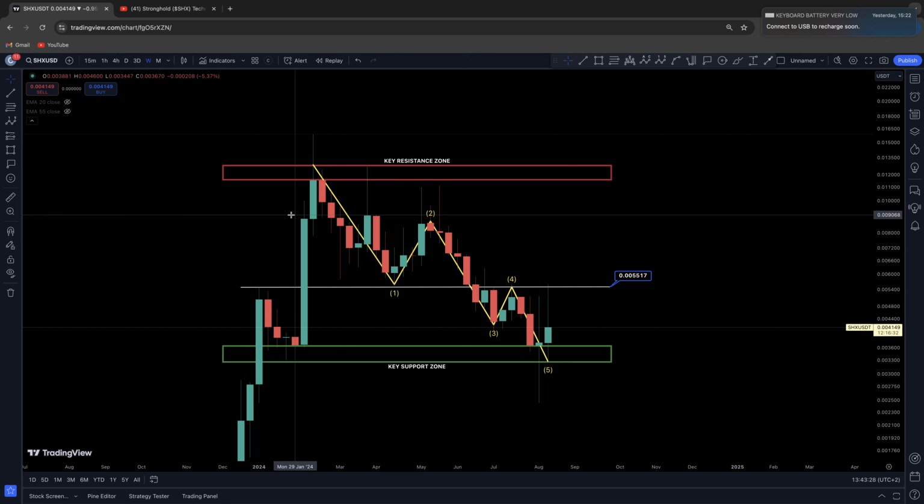Now, before I start, I'm going to backtrack a couple of weeks ago when I released my previous Stronghold update, and I do believe we were back here in the later parts of July. I was saying that because we've seen rejection on this wave 4 back into this 0.005 resistance, I am expecting a final fifth wave back down to this key support zone. So let's have a look at this previous content I released 2 weeks ago to see if we have any confluence to what we're seeing today.